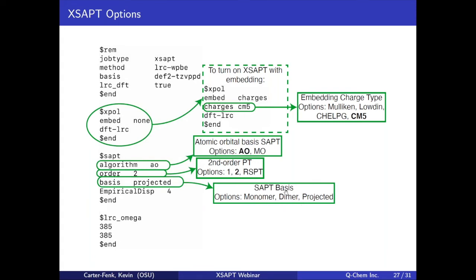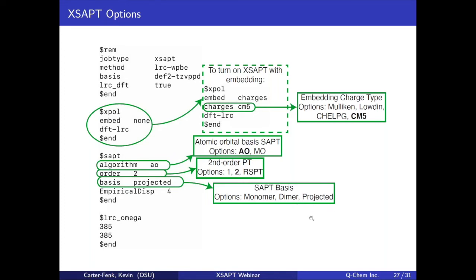The dimer basis corresponds to doing each monomer calculation in the basis of the dimer. So that allows for a more complete basis in SAPT. And if you're calculating the interaction of a dimer, the dimer basis is recommended because it minimizes basis set incompleteness error. And the monomer basis is generally not recommended for that reason, because it's a less complete representation of the space.